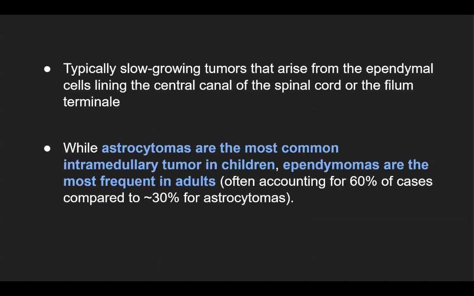Ependymomas are typically slow-growing tumors. They arise from the ependymal cells which line the central canal or the filum terminale. Why did I include this line? Because I was asked this question during a mock exam, that how do they arise? So it's always a good idea to remember where these are arising from. While astrocytomas are the most common intramedullary tumors in children, ependymomas are the most frequent in adults. Different percentages are recorded in different literatures, sometimes 60%, sometimes 70%. So that is not as important. What is more important is if it is an adult, it is more likely to be an ependymoma.